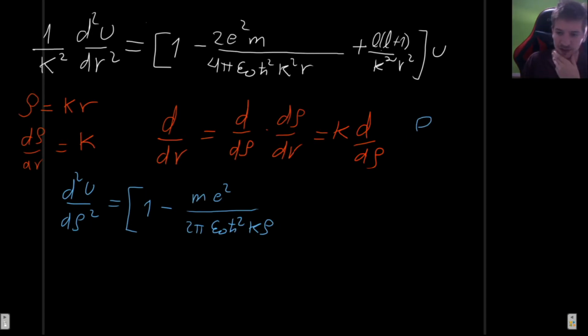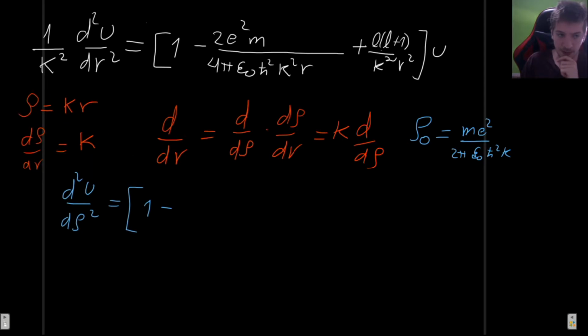So we can actually just define some constant, which is usually called rho 0, but you can obviously call it whatever you want. And we can call it m e squared divided by 2 pi epsilon 0 h bar squared k. Basically everything here that is making this look messy. So when we do that, we can just rewrite this as minus rho 0 divided by rho. And just take a look at this. It is looking so much better. So this has been the objective so far, just make notation cleaner.